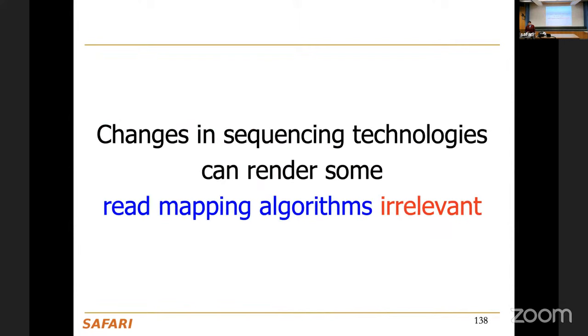what we're also seeing is that the sequencing technologies are improving. They are getting longer and more accurate. And so we know that the changes in the sequencing technologies can maybe render some read mapping algorithms irrelevant. Maybe we're going to be focusing on the genome graphs a lot more than on the single reference genome.